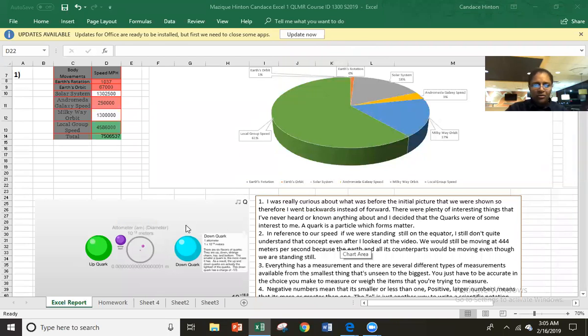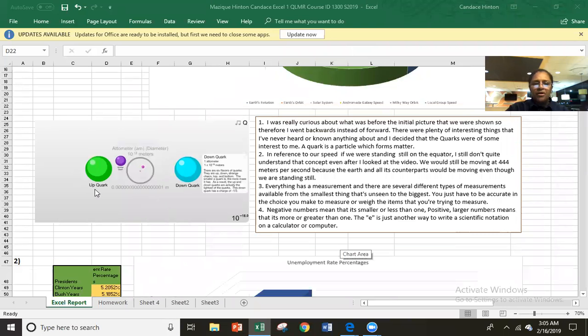So, as I was talking about, here we go. Here you see I have up quark and down quark. Now, the up quark and the down quark are about 10 to the negative 18th power. And this is the size of these items. It was very interesting to me because I'd never heard of a quark and didn't know anything about it. So that's what caught my attention.